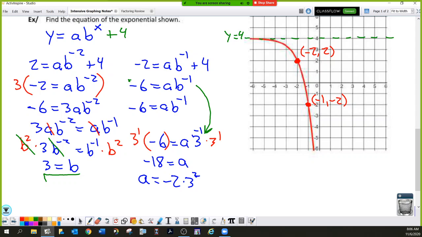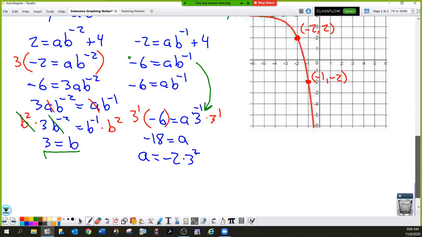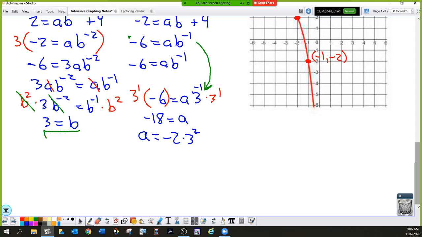So when you write the full equation, let me scroll down. When you write the full equation, it's going to say y equals negative 2 times 3 squared times 3 to the x plus 4. It was plus 4, right? Okay.